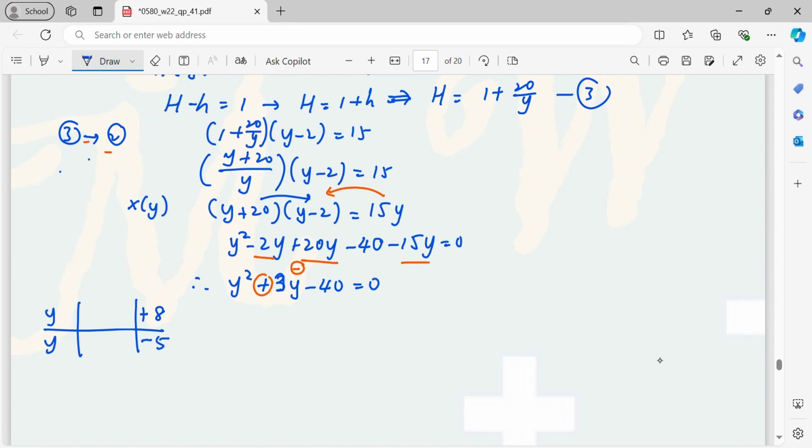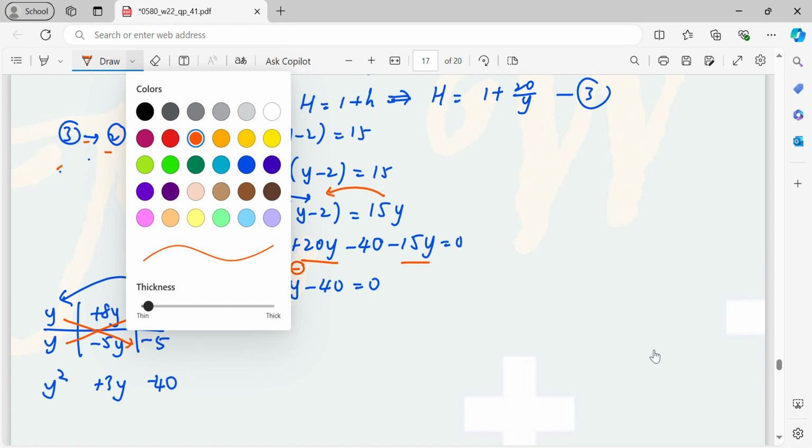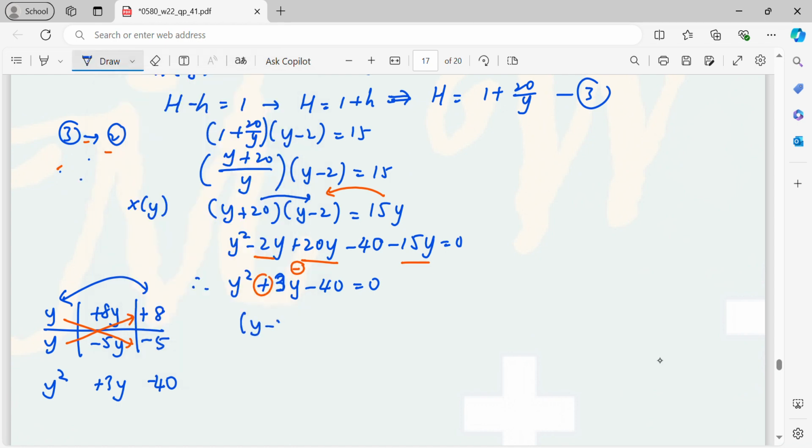So that the middle column, you will multiply these two terms, plus 8 times y, it will be plus 8y. The second one is minus 5y. So when you times the first column, you get y squared, times the third column minus 40, you add the second column, that is plus 3y. Okay, so I'm getting this. Otherwise, you can just use a calculator to get the factors. So here, you use cross multiplication for your factors. So then I will be getting y minus 5 times y plus 8 equals 0.